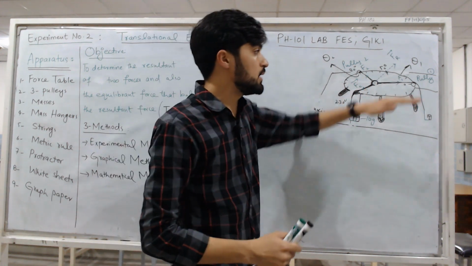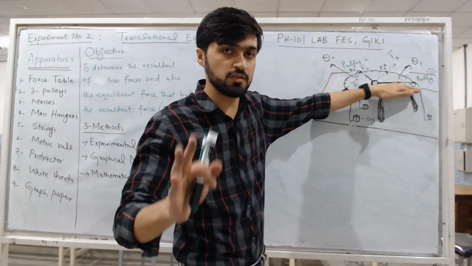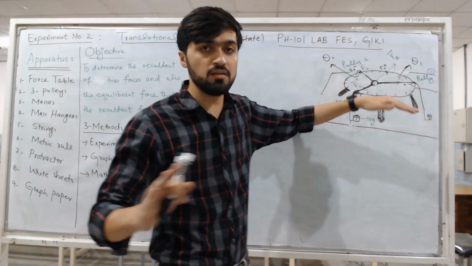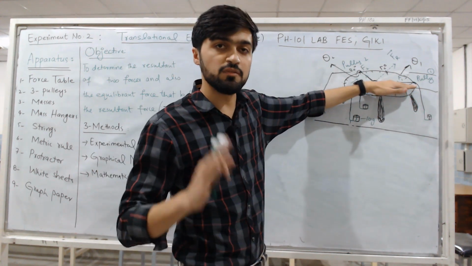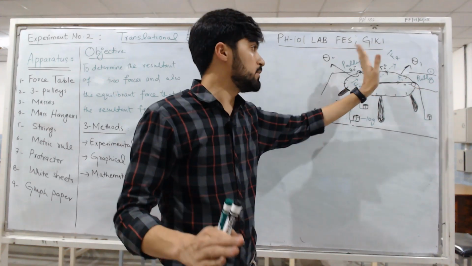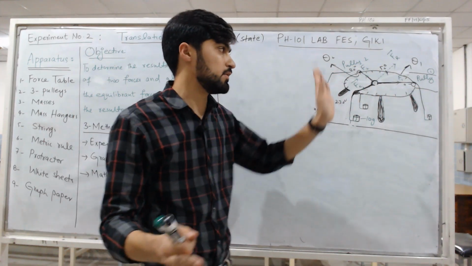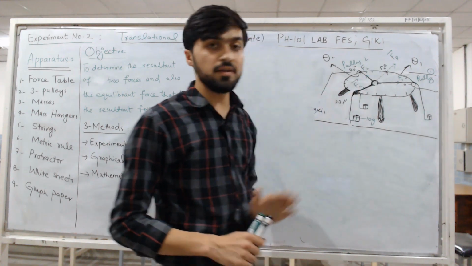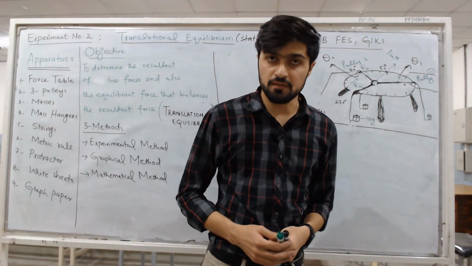Always keep the first pulley at 0 degrees for the sake of simplicity. You can use it anywhere, but for simplicity, keep the first pulley at 0 degrees and keep the second pulley at 120 degrees or at 90 degrees. So now let's discuss the graphical method.